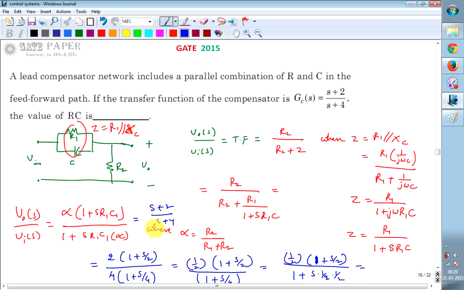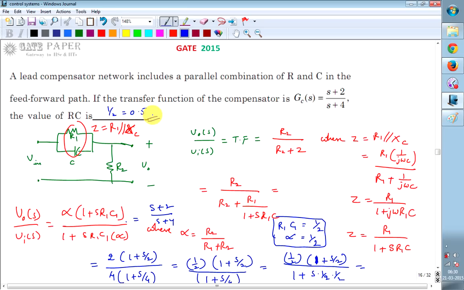Now if you observe, this is exactly equal to the function alpha times (1 plus S R1C1). R1C1 is equal to 1 by 2 and alpha is equal to 1 by 2. We can get these values from this expression. Alpha is equal to 1 by 2. This is alpha into (1 plus S R1C1). Instead of R1C1, what you are getting is 1 by 2. So R1C1, the product of R and C, is going to be 1 by 2, which is nothing but 0.5. That is the right answer for this question.